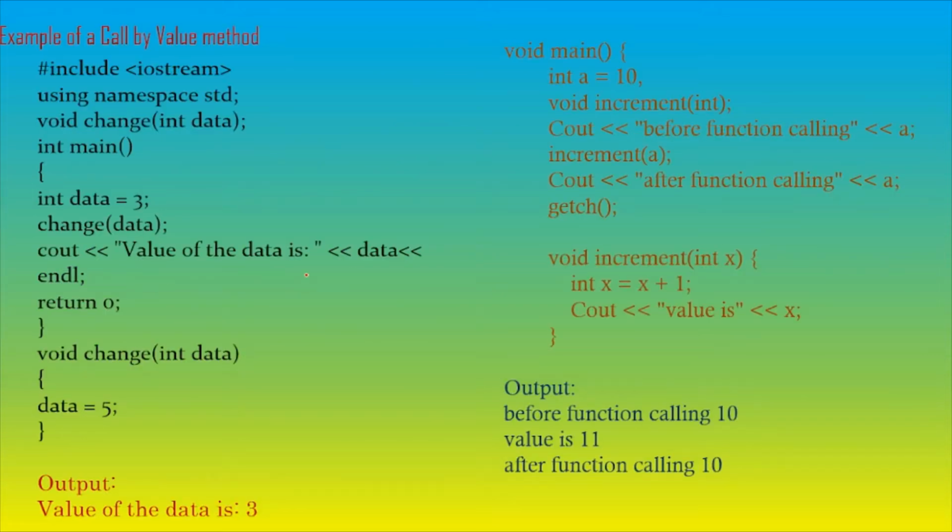Okay, this is an example. Here we are showing one program. This is a C++ program, so it starts with include iostream. Here we are specifying the namespace, and here we declare one function, change. This is void, so it does not return any value, and it takes one integer argument. In main we declare the variable data and assign it 3.